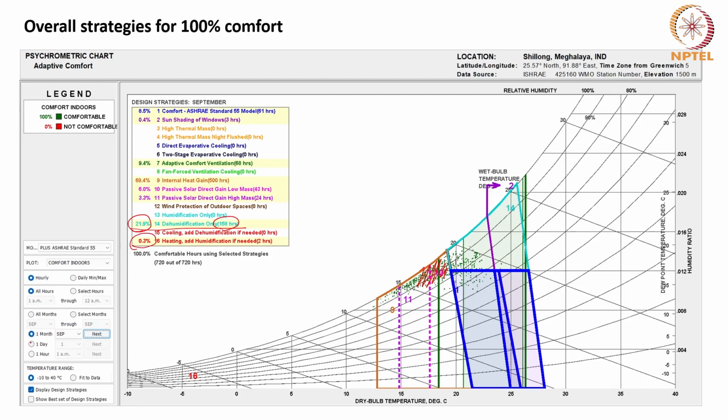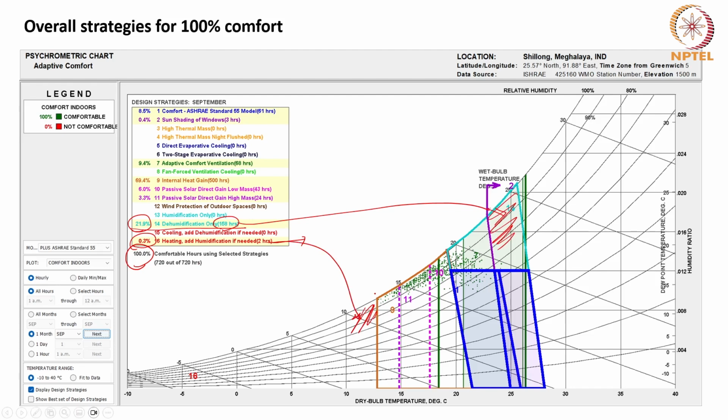0.3% of the hours can become comfortable if we add heating. So totally 100% can become comfortable out of 720 hours if we are able to provide dehumidification and if we are able to provide heating here.